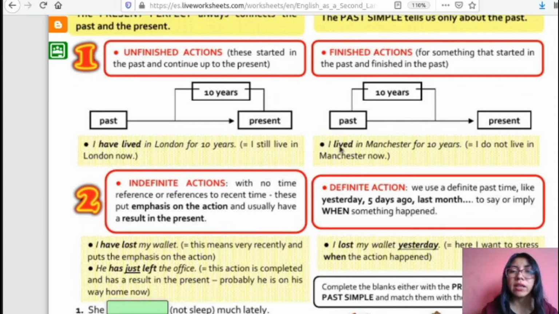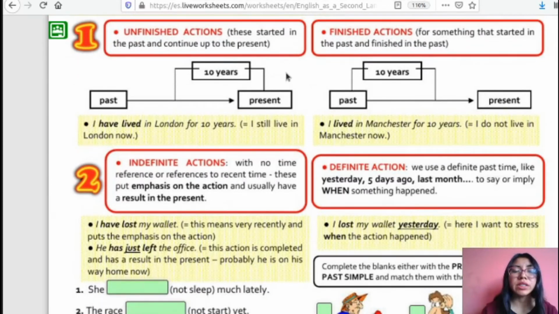In this case, I lived in Manchester for 10 years, okay? That action starts in the past. Here we have the present, but the action finishes in the past, okay? Because I do not live in Manchester now. For example, in the past I lived in Manchester. Today I am living in another place, okay? That is the difference. Pay attention here.